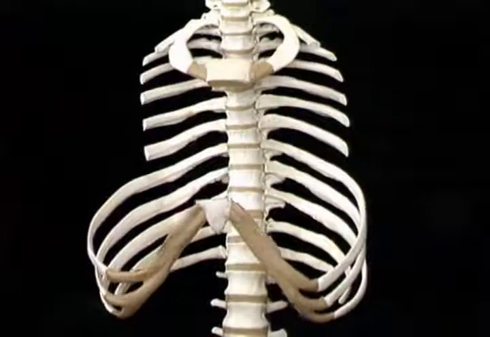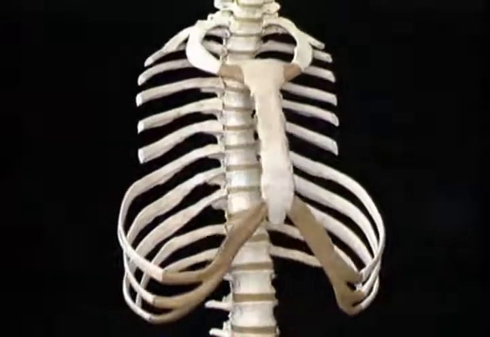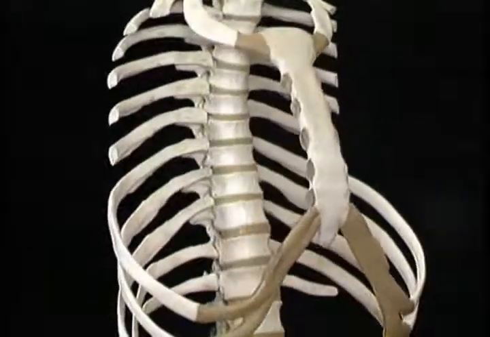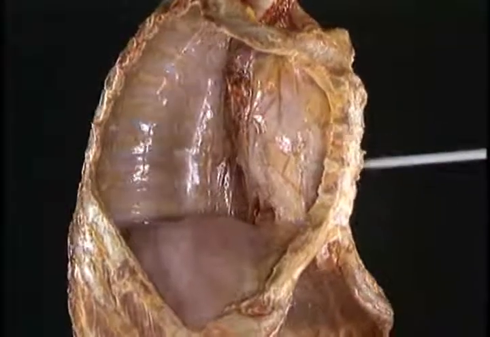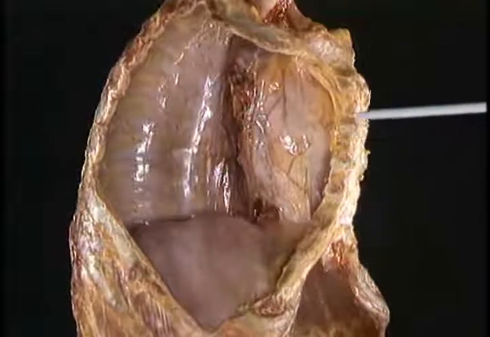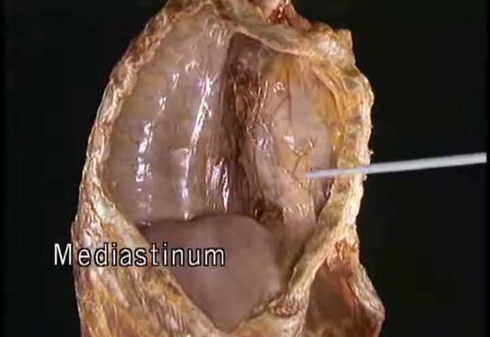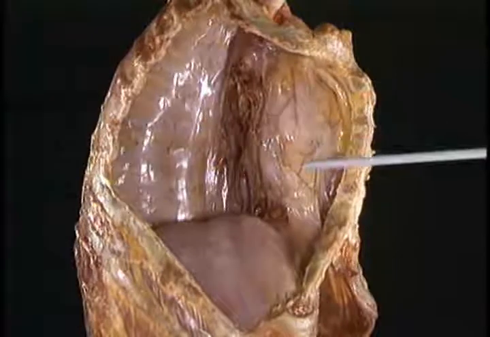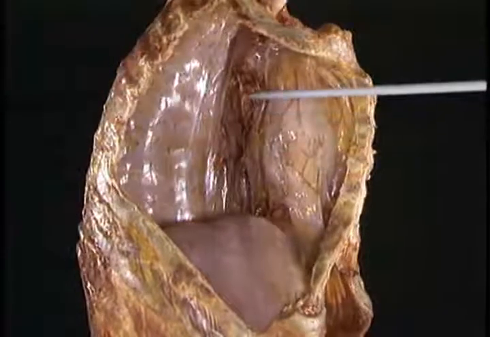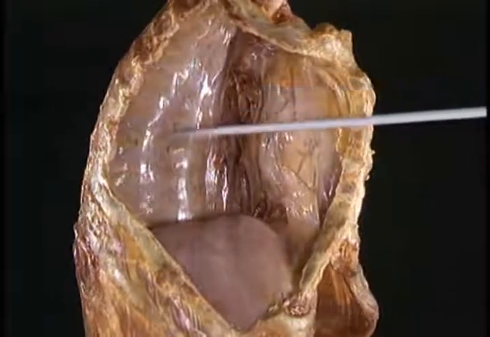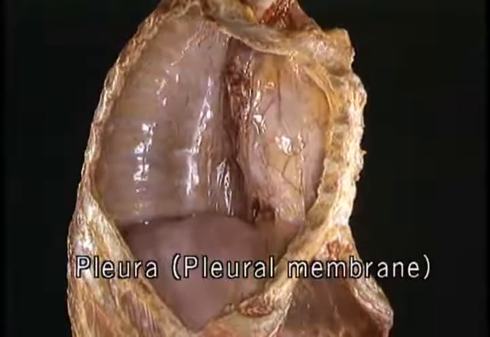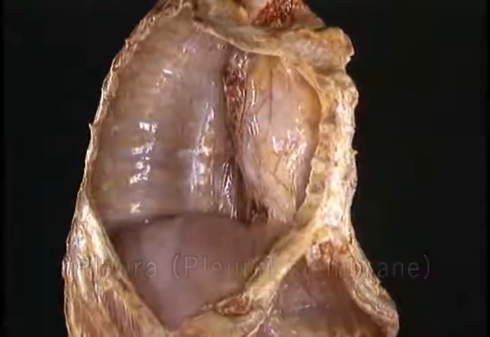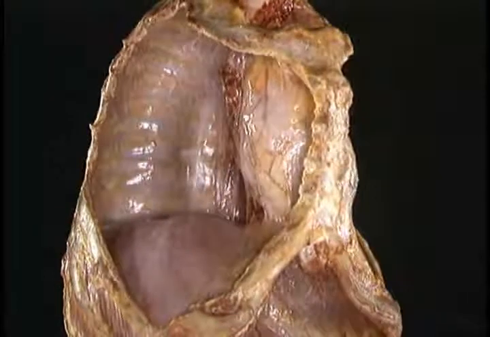To see the mediastinum, we'll put the sternum back in place. Here's the sternum. Here are the divided ends of the costal cartilages. This is the mediastinum. This is the hilum, or root, of the lung. This glistening layer of smooth lining tissue is the pleura, also called the pleural membrane. It forms a complete lining for this cavity, which is called the pleural cavity.